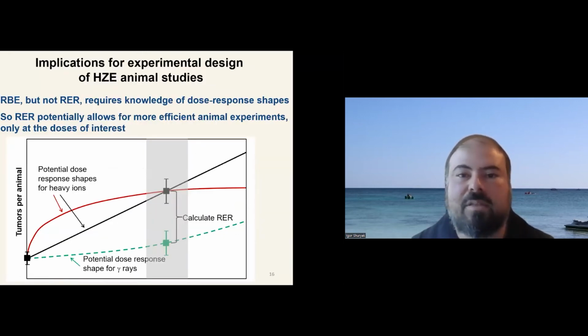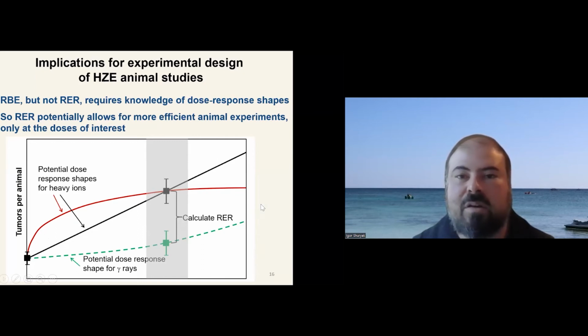And this schematic shows the general differences between using these concepts, the RBE concept and the vertical scaling concept. So here are hypothetical dose responses, for example, for gamma rays, something like a linear, and for the heavy ions, more like a concave curve. So the main difference is that to get a good RBE estimate, you need to have relatively good knowledge of the dose responses, of the dose response shapes.